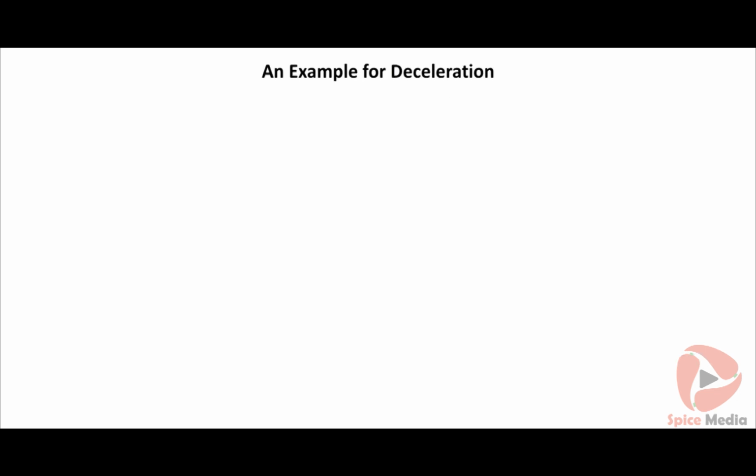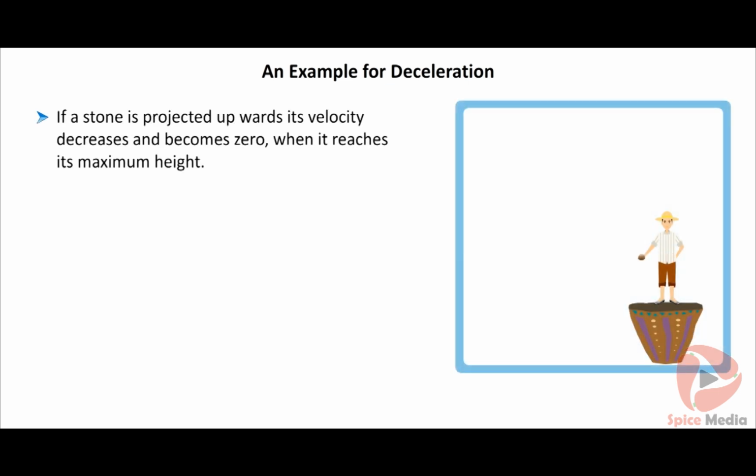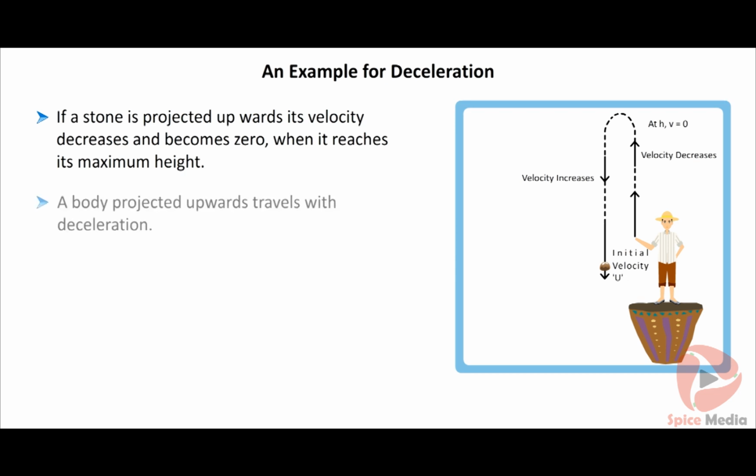Let us now discuss an example for deceleration. What will happen to the velocity if the body is thrown upwards? If a stone is projected upwards, its velocity decreases and becomes 0 when it reaches its maximum height. Here, the final velocity v is less than the initial velocity u. Velocity decreases at the rate of 9.8 meters per second square. A body projected upwards travels with deceleration.